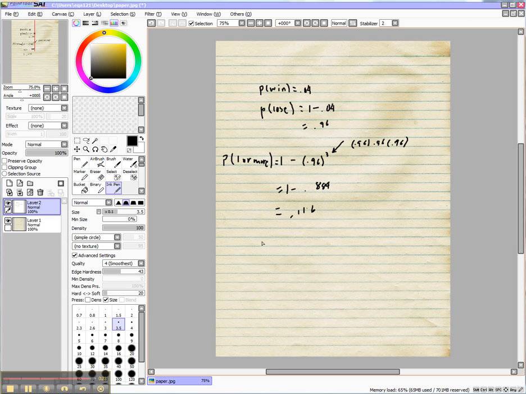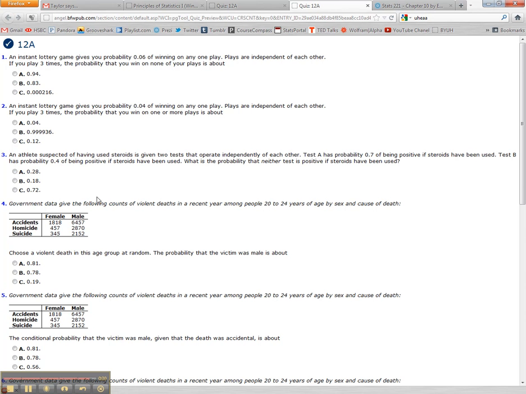Going back to your options, your answer should be C, 0.12, right? 0.116 rounded to 2 decimal places is 0.12. So that's how you do number 2. Hope that makes sense.